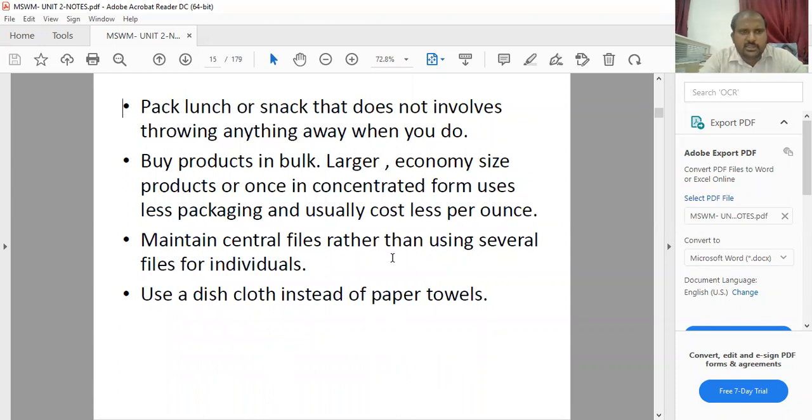The next point is buy products in bulk. Larger economy size products or ones in concentrated form use less packaging and usually cost less per ounce. Maintain central files rather than using several files for individuals. Next one is use a dishcloth instead of paper towels.